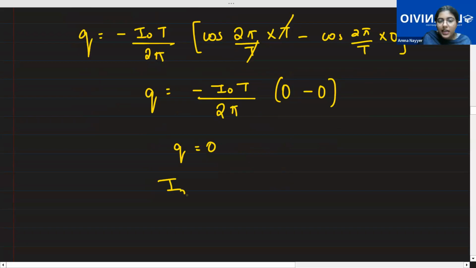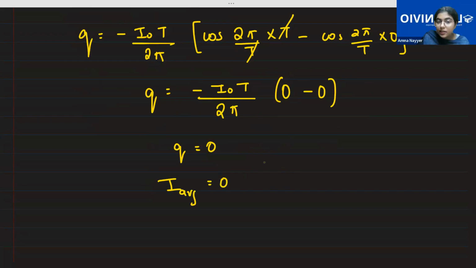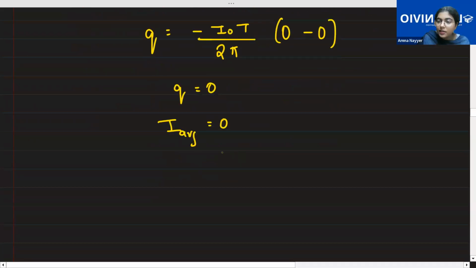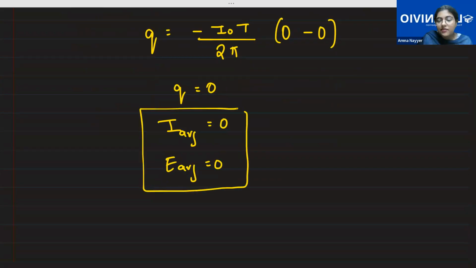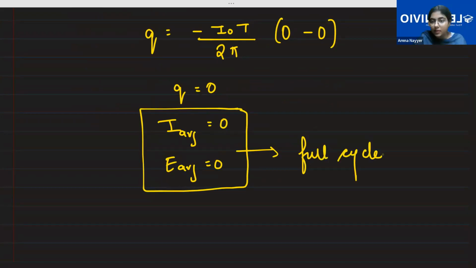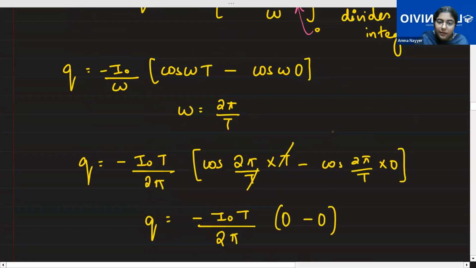So value of current over a full cycle is 0. Because if charge is 0, current is 0. And if current is 0, the EMF's average value is 0. So current and EMF are 0 for what? For one complete full cycle. When the AC coil turns, for one complete full cycle, it is coming 0. That's the derivation for it.